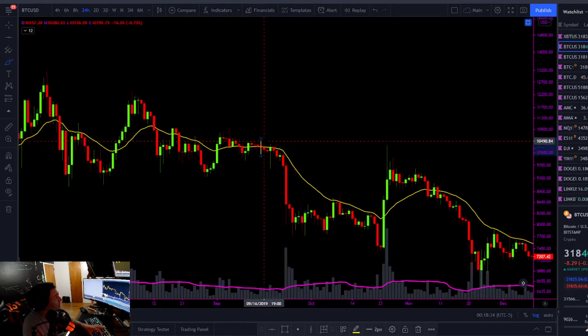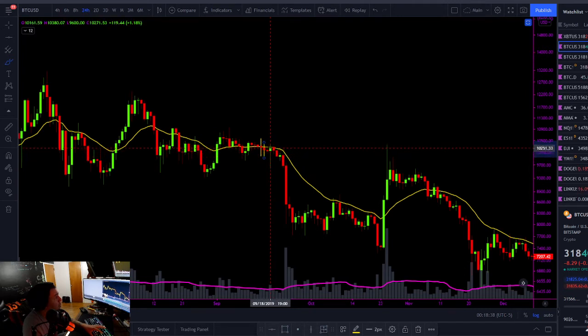here's where we crossed below. Here's our second confirmation candle closure below. Here is our entry point. And then what do you see? You see a little bit of a backtest.